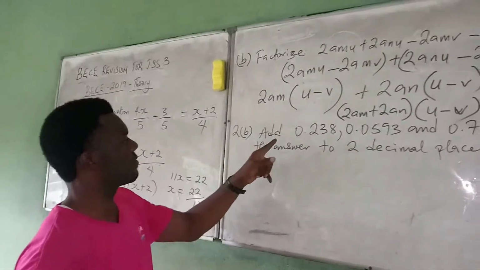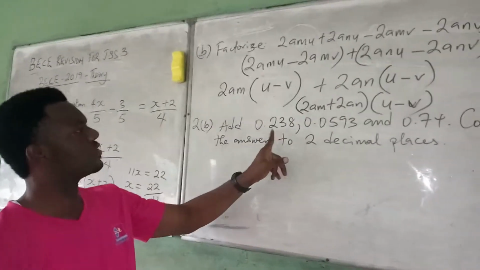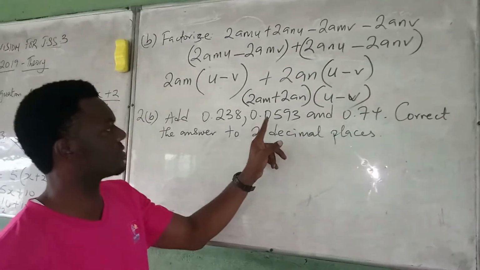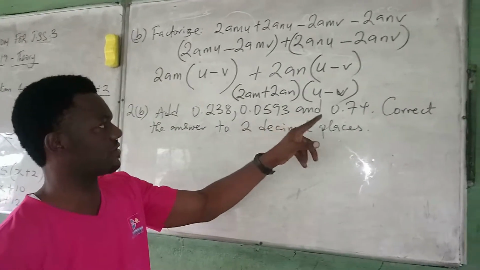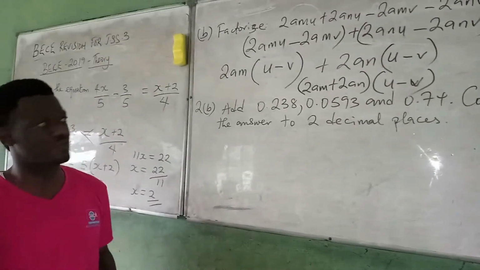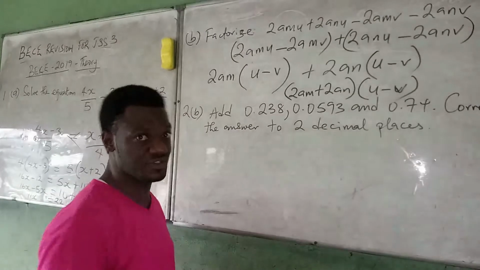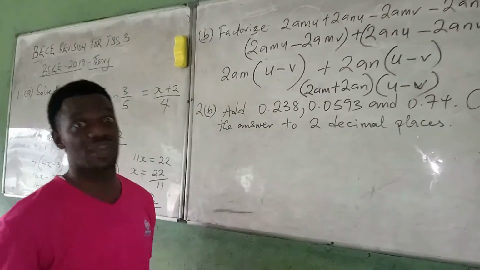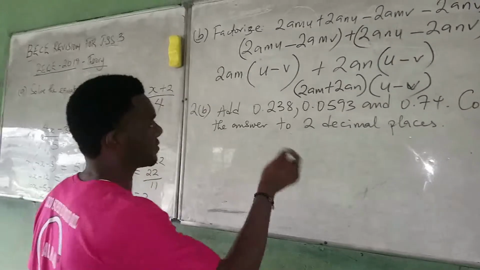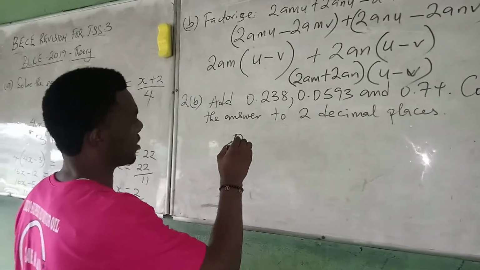Now, 2b, we have to add 0.238, 0.0593, and 0.74. Correct the answer to 2 decimals. So you first of all add, and this is theory. So you don't use your calculator. You must show your workings. That's why it is theory. So you don't just use the calculator. So you have to add it up.